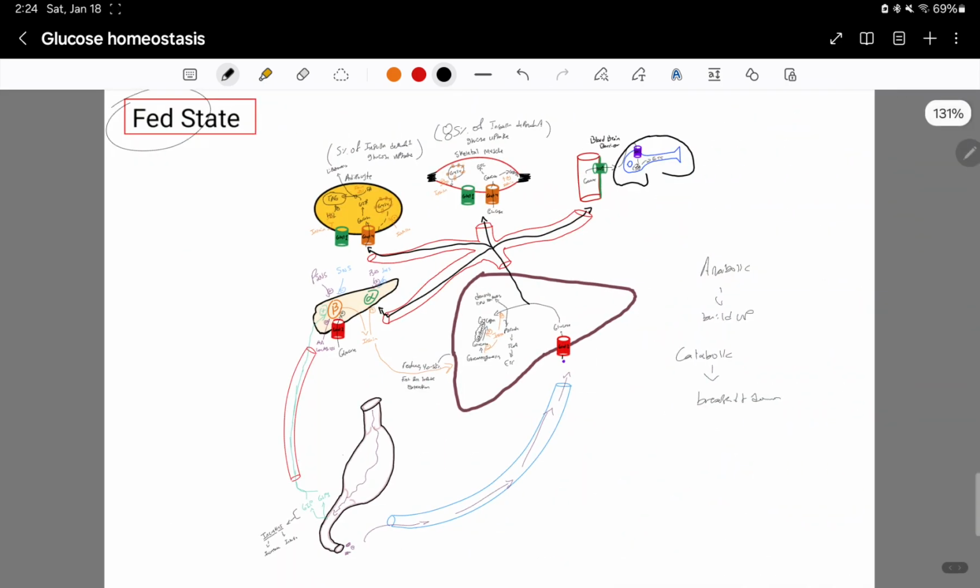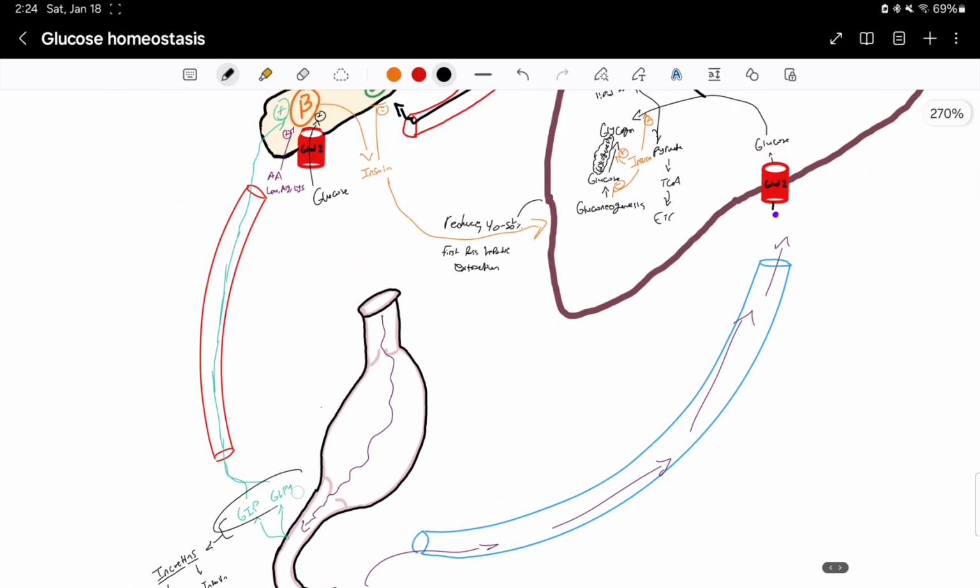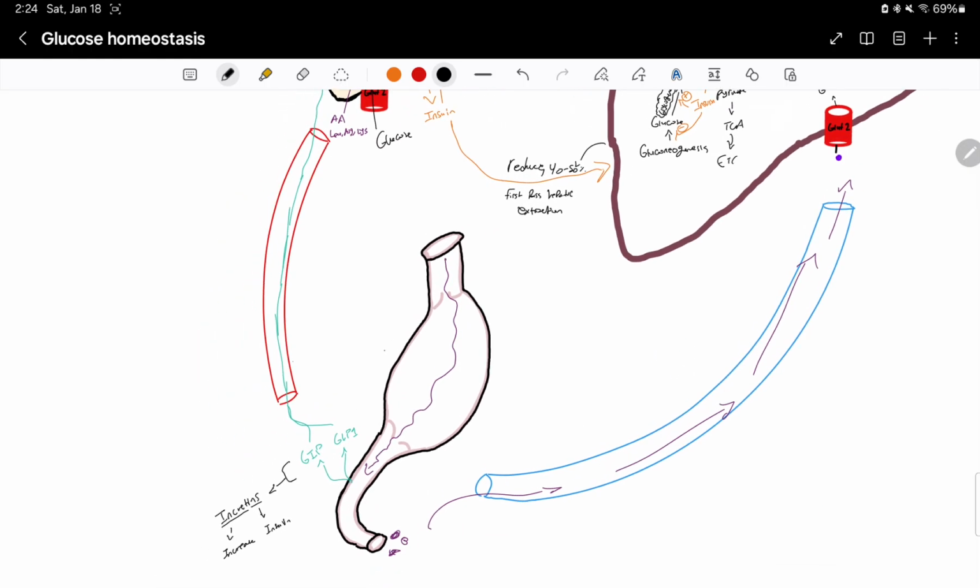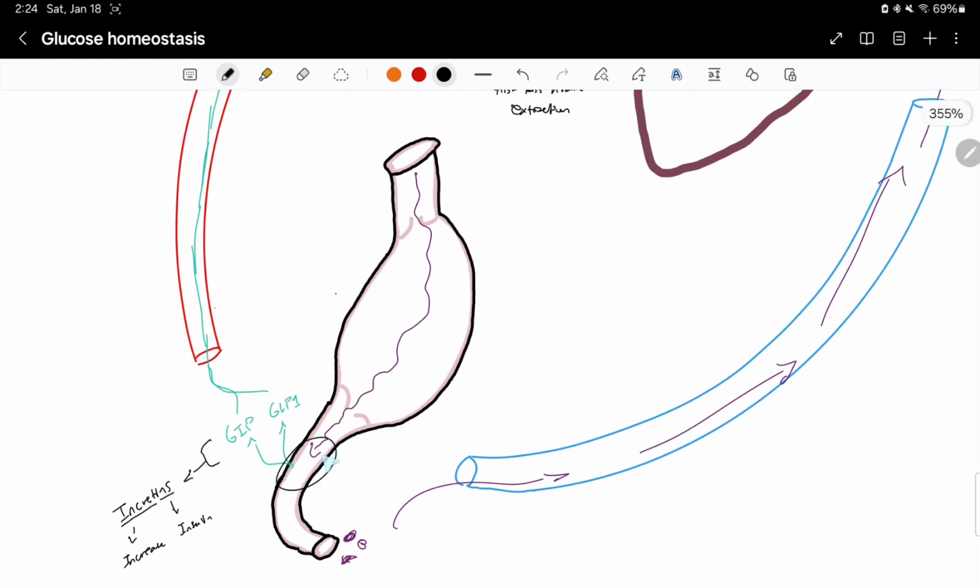And one last note about GIP and GLP-1. These guys are, like I said, incretins, and they achieve their effects by eating. So when you eat, these guys sense the food. They're stimulated by certain nutrients like glucose, like amino acids, and then they're released by the K cells and the L cells from the enteroendocrine cells.